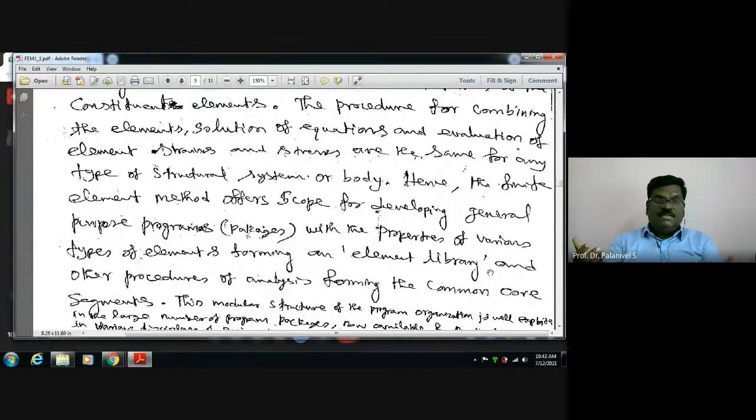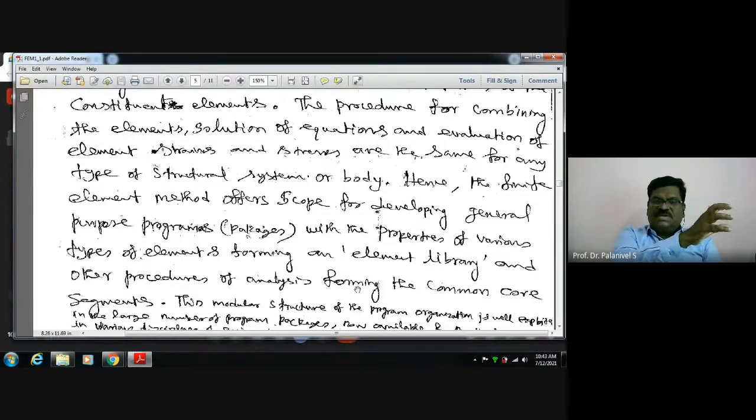And the other procedure of analysis is forming the common core segment. Which one? Assembling of elements, solving the equations, evaluation of stresses and strain. These are the common core segment. And element properties, you can form an element library.